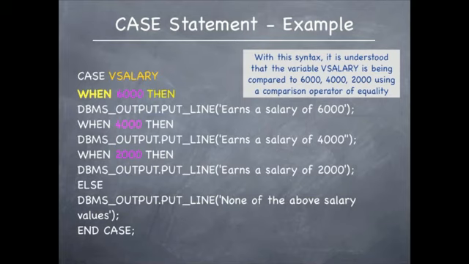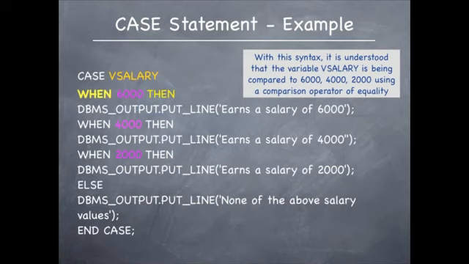If the vSalary variable's value was 6000, the outcome of the comparison is true. The action will be performed and execution will continue with the statement following the entire case statement. If the value is not 6000, the outcome of the condition is false and the next check will be done to see if the vSalary variable takes the value 4000. If the comparison is true, the string displays as earns a salary of 4000 followed by the execution of the statement following the entire case statement.